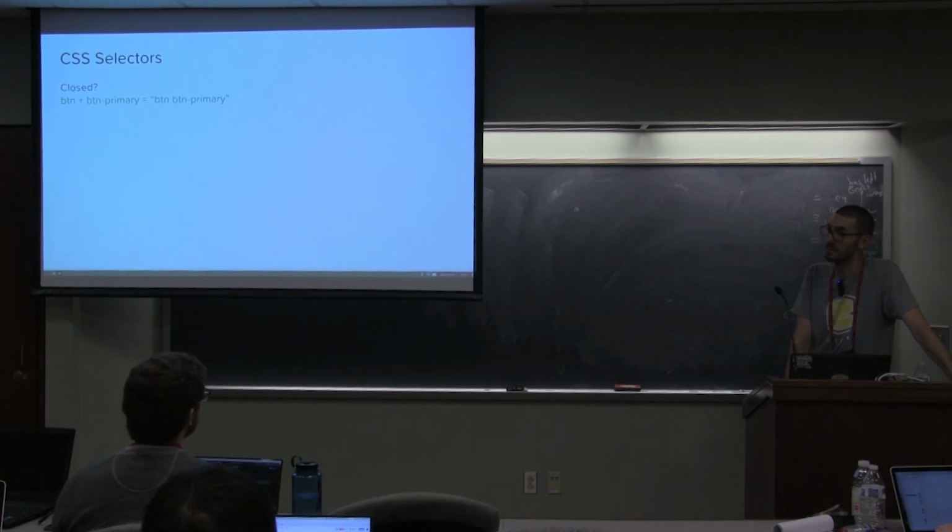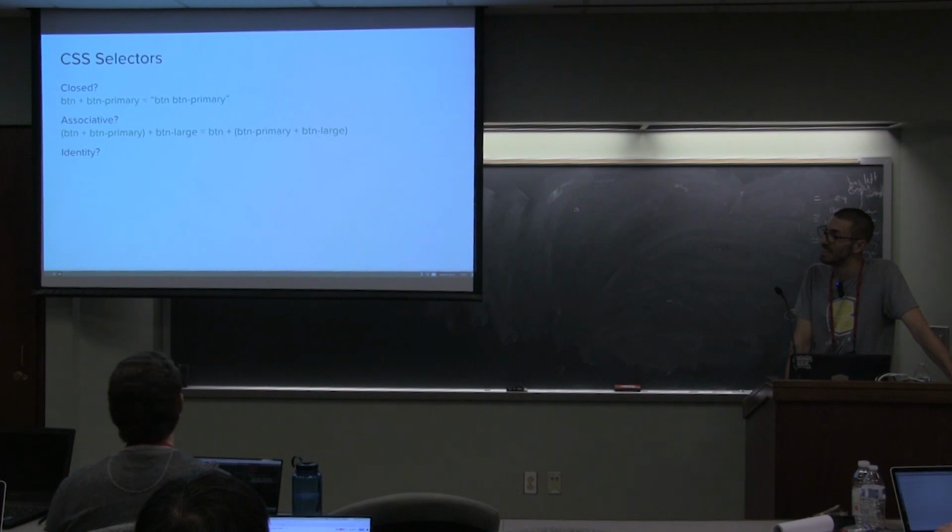So you could model them as closed. If you had button and button primary, you could combine them with your append operation, which is your semigroup, and put a space in between them to generate the output CSS or the output class name. Is it associative? Yeah, if you were to model this such that you could append these things however you wanted to, I think it's associative. Identity? Do we have an identity for them? Yeah, just empty. That works.